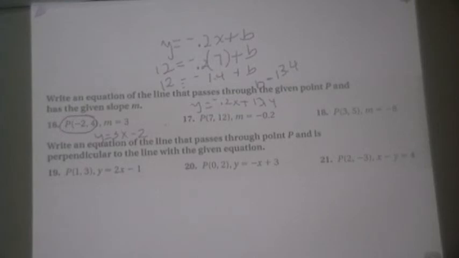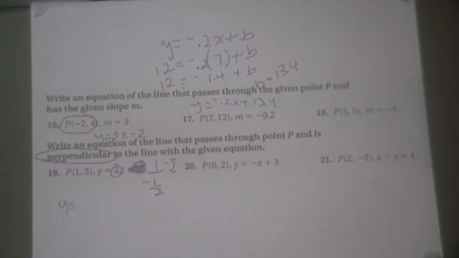Write an equation of the line that passes through point P and is perpendicular. Okay, so looking at the first one, we see the slope is 2. We want to ignore the b because we're going to write a new equation with a new b that's perpendicular. And so remember that perpendicular lines have a negative reciprocal for their slope. Since 2 is the slope of the original line, negative 1/2 will be our new slope.